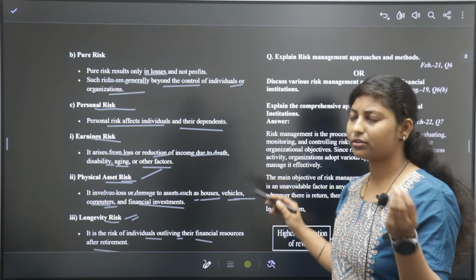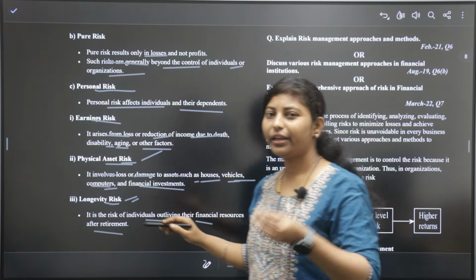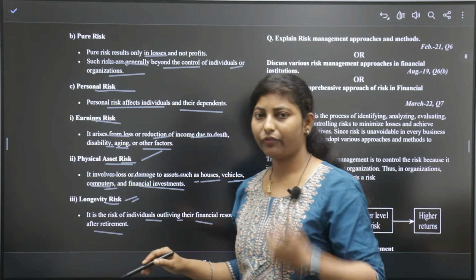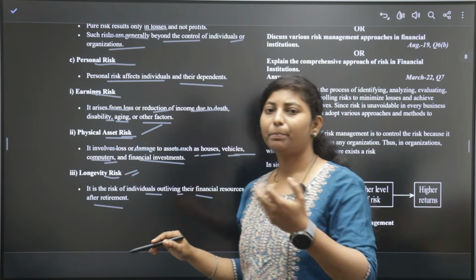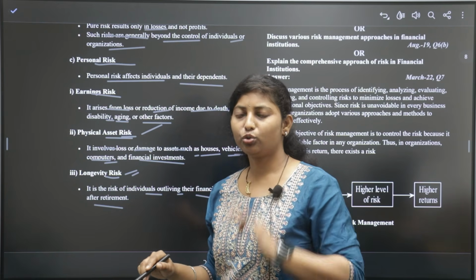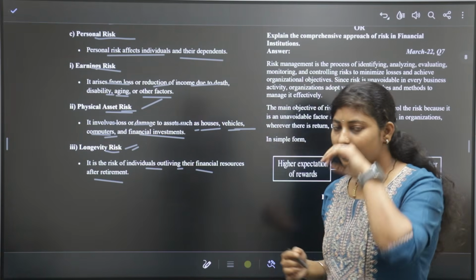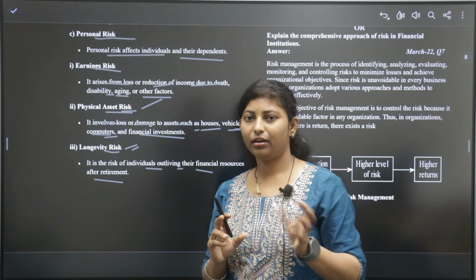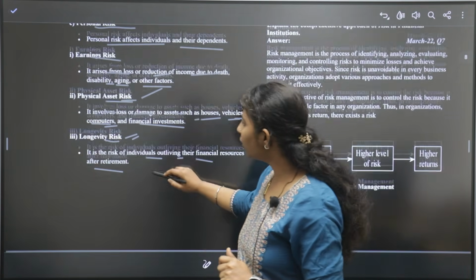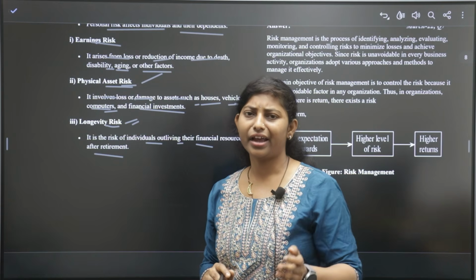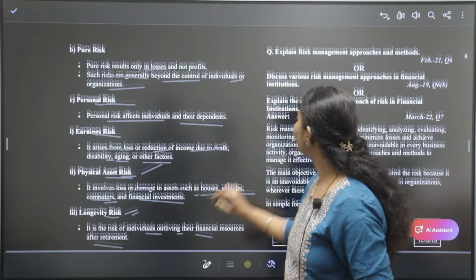Pure risk is risk which cannot be controlled; you need to bear it. Personal risk is where an individual goes beyond their expenses, which affects the individual. Earning risk is where there are dependents and the person gets disabled or has an accident, and the dependents face such a risk. Physical asset risk is where any physical asset is damaged or an incident happens to it. Longevity risk is when a person retires and gets a lesser amount than their salary.